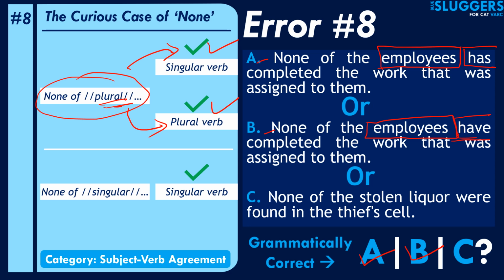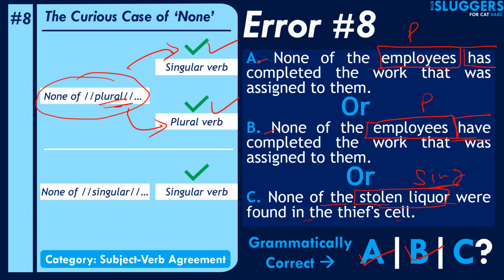Okay. However, the same rule does not apply if this item here, which in this case is employees, instead of being plural, becomes singular in nature, right? So for example, look at sentence C. It says none of the stolen liquor were found in the thief's cell. Now, stolen liquor is an item that cannot be counted, right? And hence it's an uncountable noun, and hence it will be considered to be singular in nature.